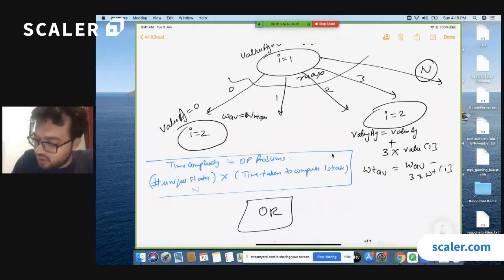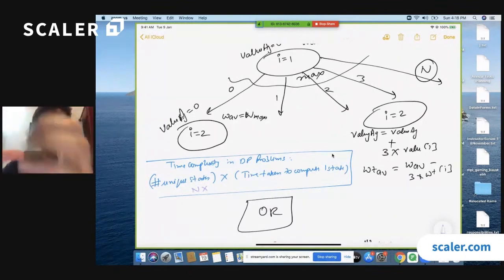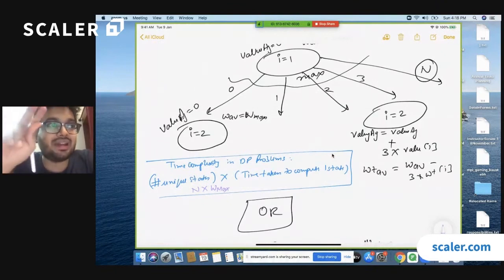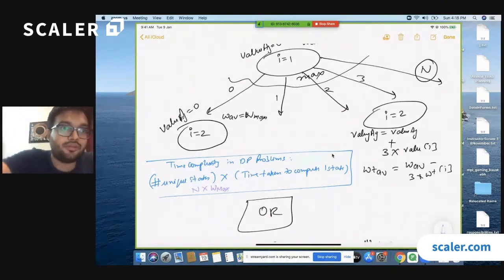The second parameter was weight max, because that gave us the upper bound on the second parameter, the weight. So n into w max is the number of unique states. And can you tell me the time that it takes you to solve any state? You are just taking a maximum of two different states. Folks, does it make sense?